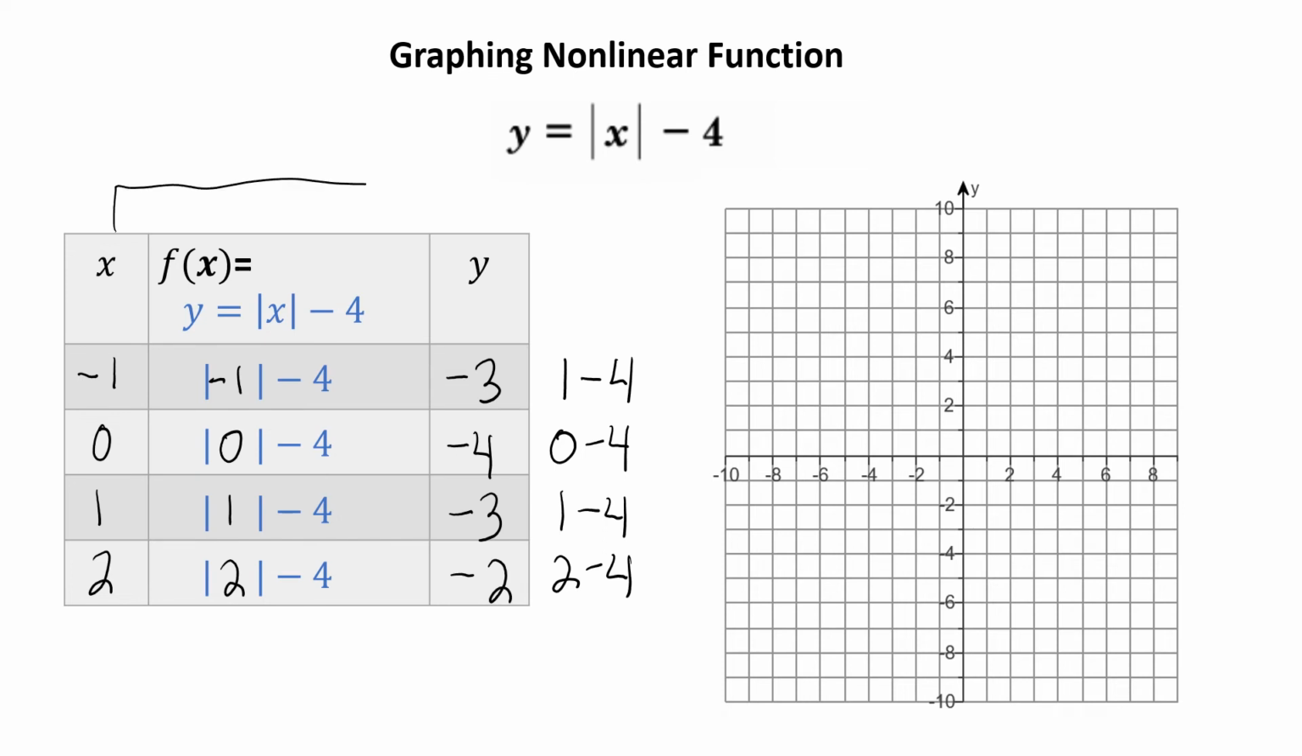Okay, so now let's go ahead and plot these x and y. We've got negative 1, negative 3. So remember, always go to your x-axis first. Negative 1 is going to be over here on the left. We're going to go down 3, 1, 2, 3, and there's our first coordinate. Then we're going to go to 0, back to the origin. We're going to go down 4, 1, 2, 3, 4, and put our dot there. Two more. So we've got 1, negative 3. We're going to go 1, and then down 3, 1, 2, 3, and then 2, negative 2.